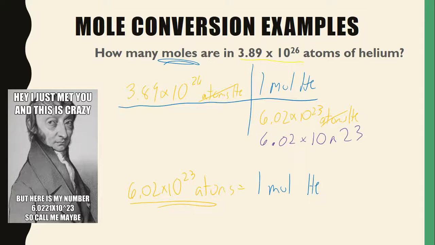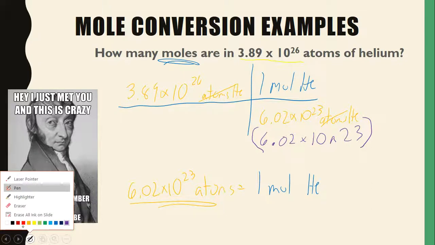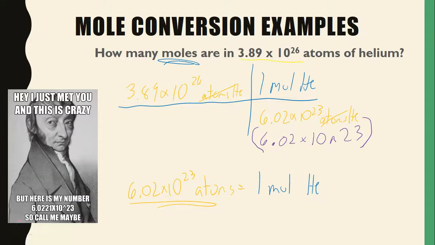So if you like to use this method for your calculator, you're going to want to put all of this in parentheses so that the calculator knows to use the whole number and not just the 6.02. You want the 6.02 times 10 to the 23rd. If, however, you don't like to use parentheses, you can use another method, which is the 6.02, and then you're going to hit the E function and put 23.